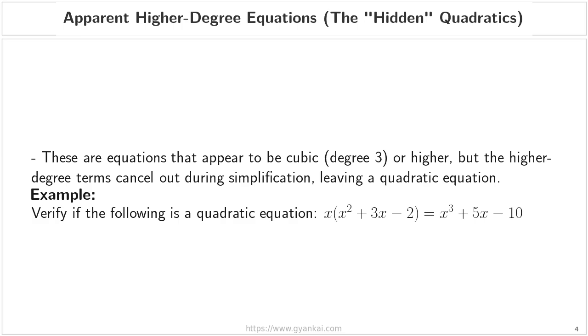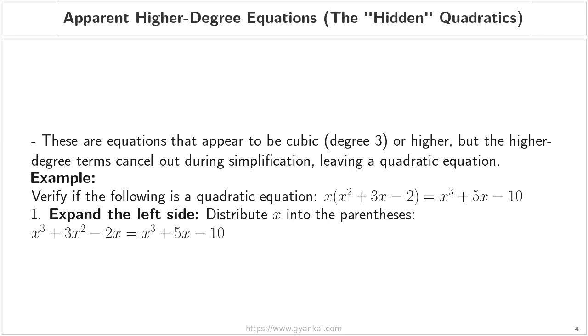At first glance, that x cubed term makes it look like a cubic equation, right? So, let's follow our steps. Step 1. Expansion. We need to expand the left side by distributing the x into the parentheses. When we multiply x by x squared, we get x cubed. x times 3x gives us 3x squared, and x times negative 2 gives us negative 2x, so our equation now looks like x cubed plus 3x squared minus 2x equals x cubed plus 5x minus 10.